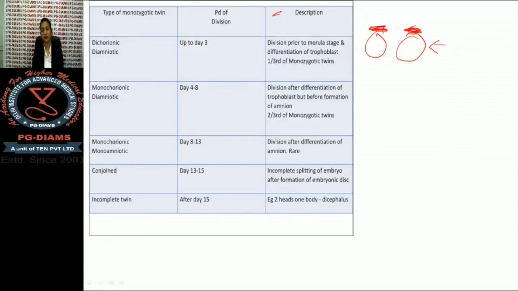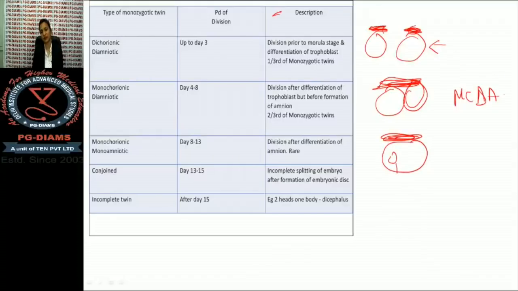Then monochorionic diamniotic is when you have a single placenta and then you have two different sacs. This is monochorionic diamniotic, MCDA. Then you have monochorionic monoamniotic, a single large placenta and a single sac in which you have two babies. This is monochorionic monoamniotic. And then this will be when the division takes place between day 8 to day 13. Later, if division takes place, you have various degrees of conjoined twins. If the division is further after day 15, you can have a twin with multiple organs, like you have dicephalous twin or you have a twin with multiple arms. This is very rare.